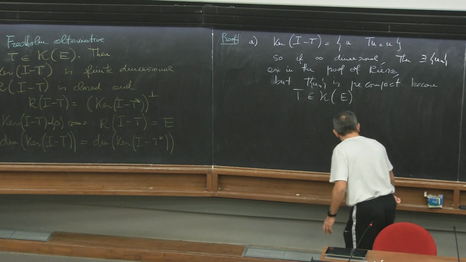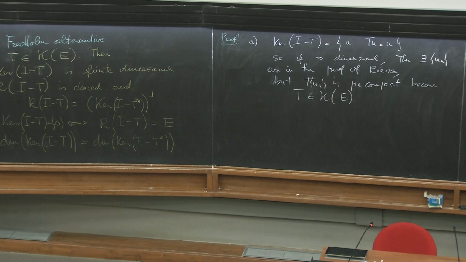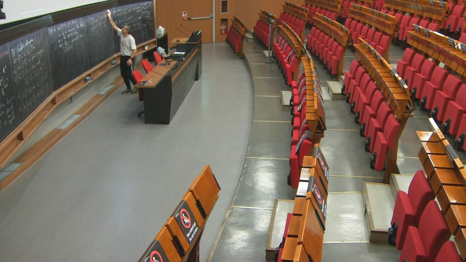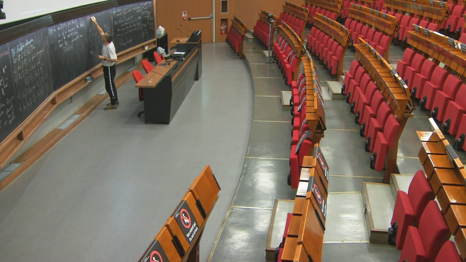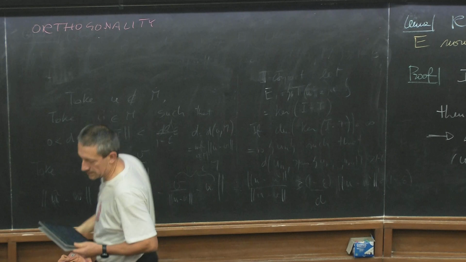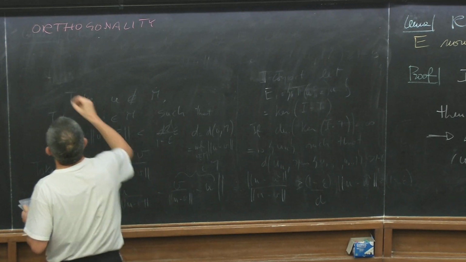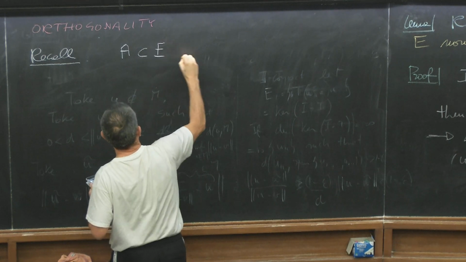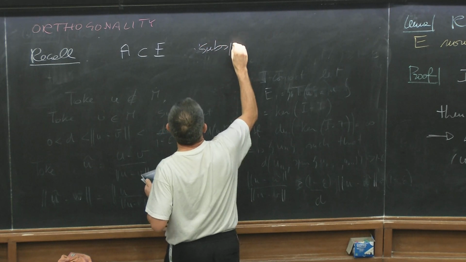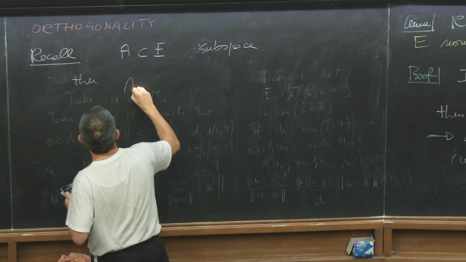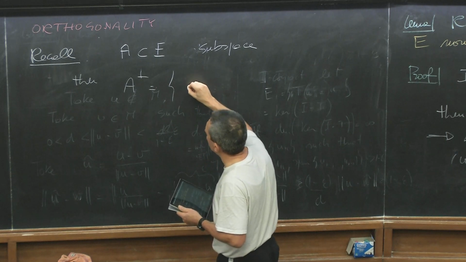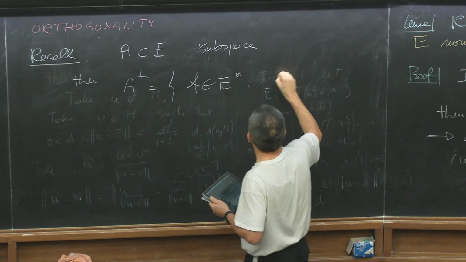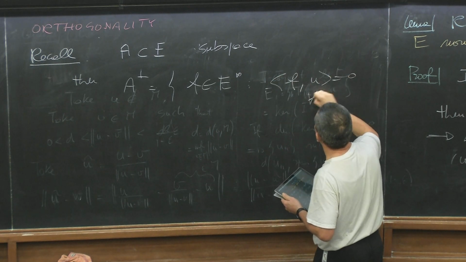Okay, so let's talk about orthogonality now. So remember, if A is a subspace of E, then the orthogonal of A is all the F in the dual such that F U equals 0 for all U in A.